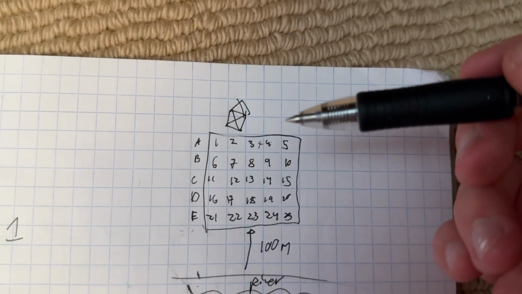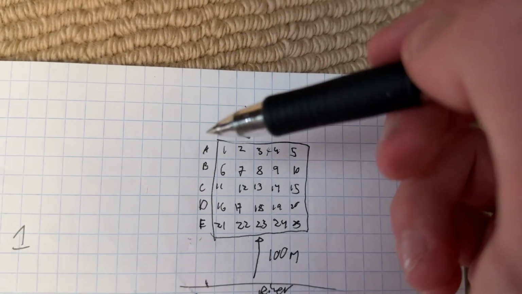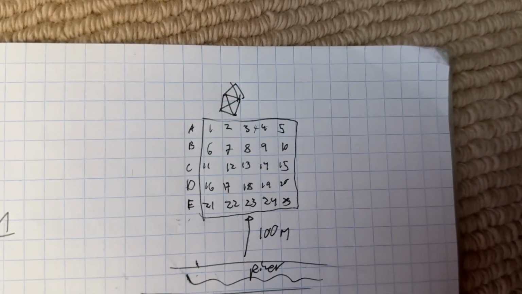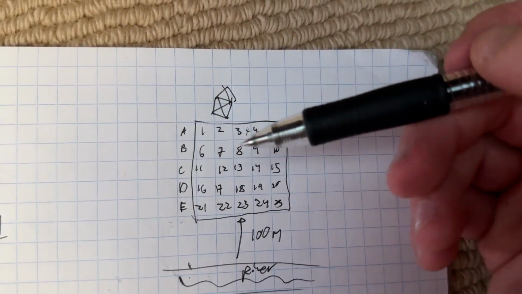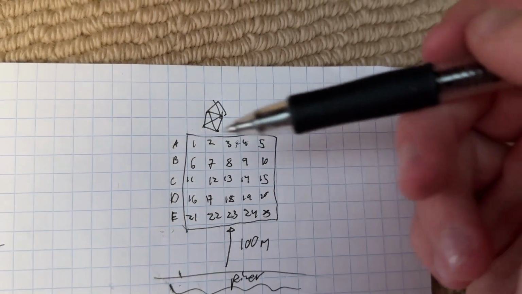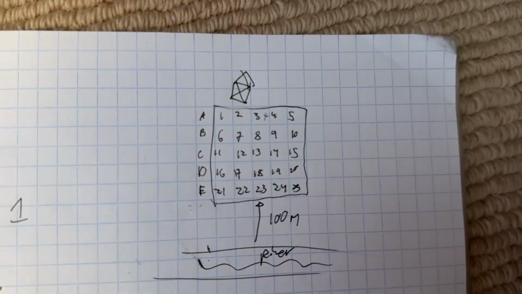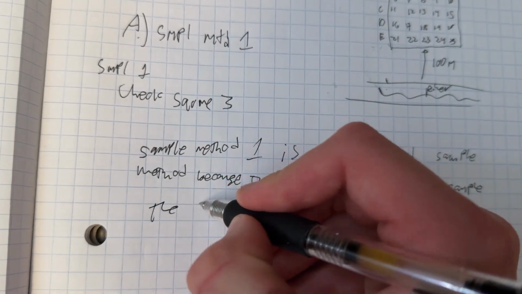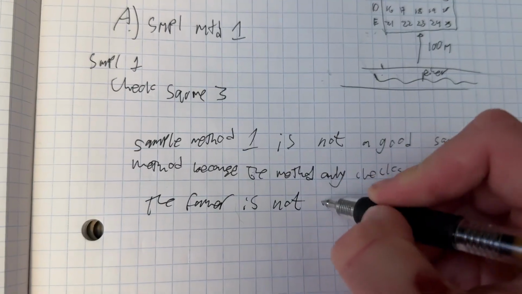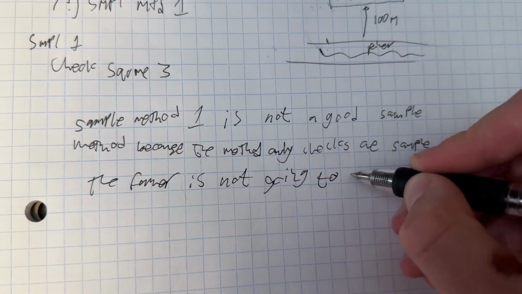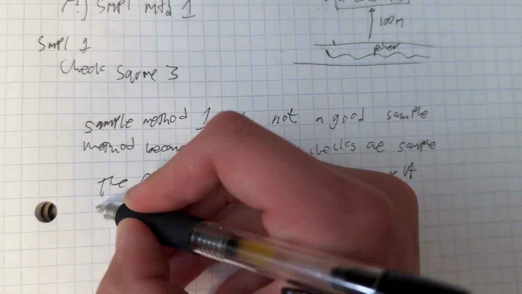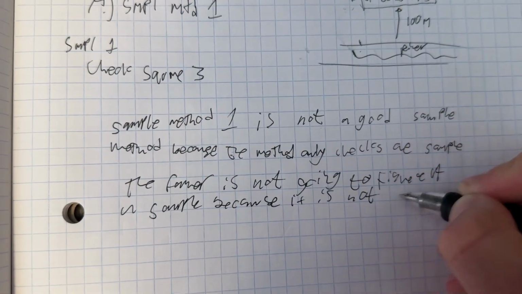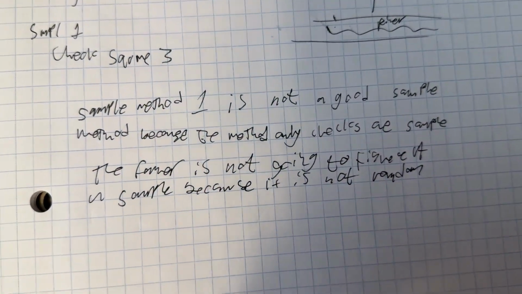He may be able to find out a proportion for row A, but he will not be able to figure out a proportion for B, C, D, or E, or any of the columns for that matter. So with sample method 1, the farmer is not going to get a good sample because it is not random.